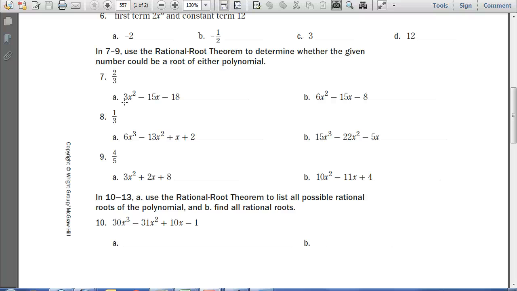So let's look at the next one. 2 goes into 8 evenly. 3 goes into 6 evenly. So your answer would be yes for 7B.